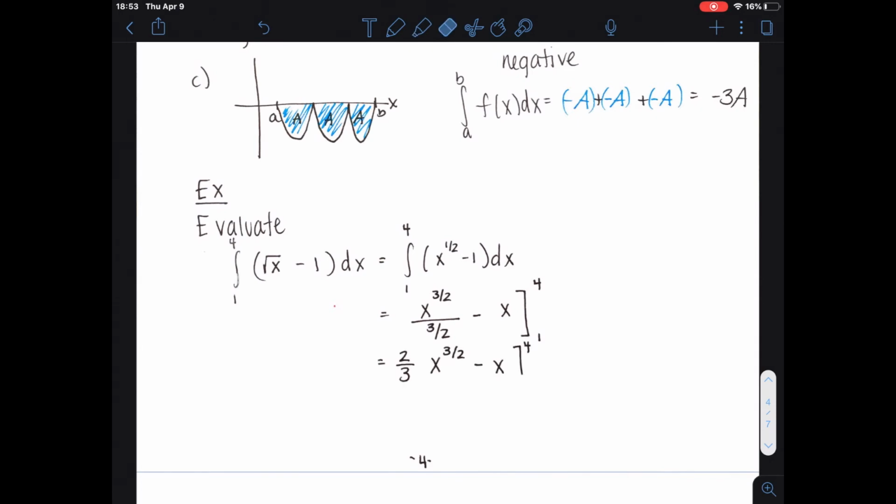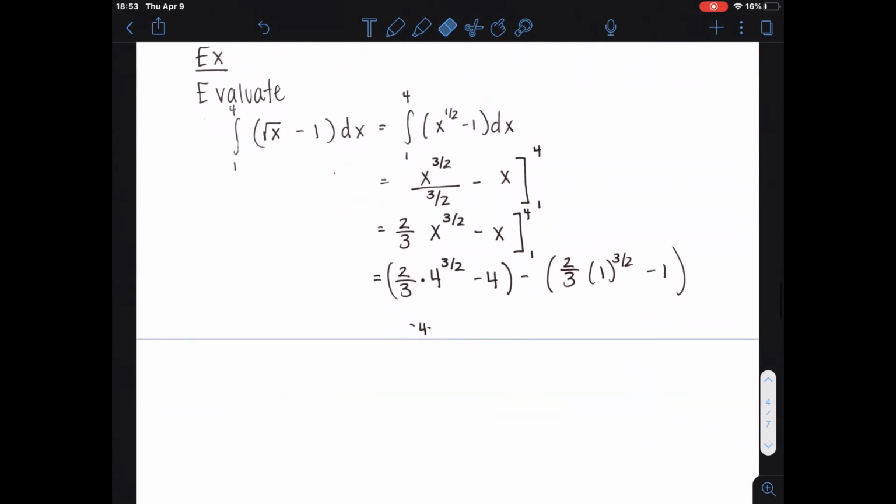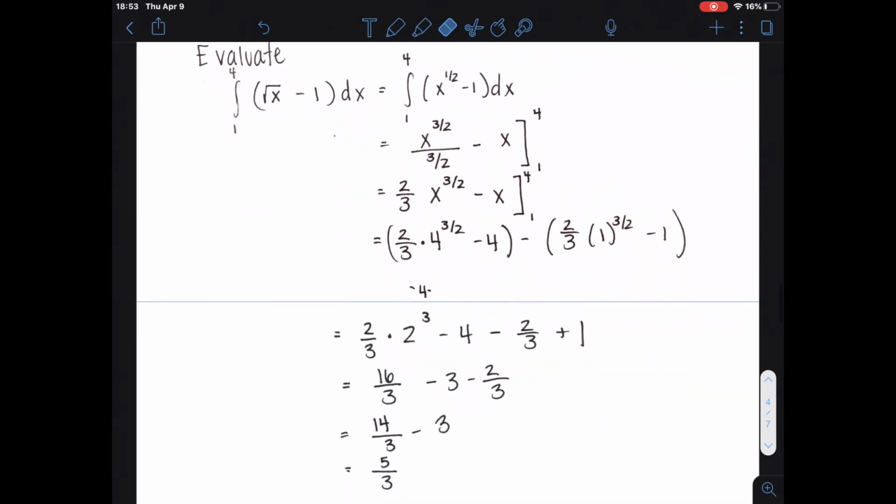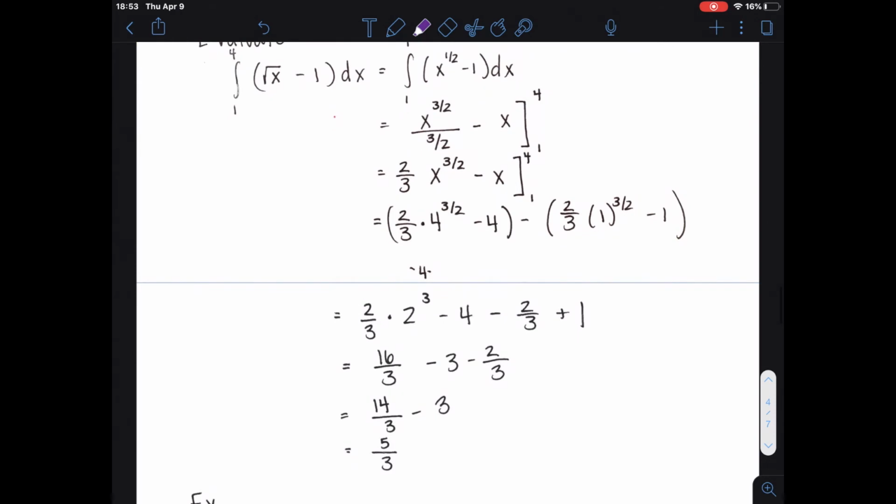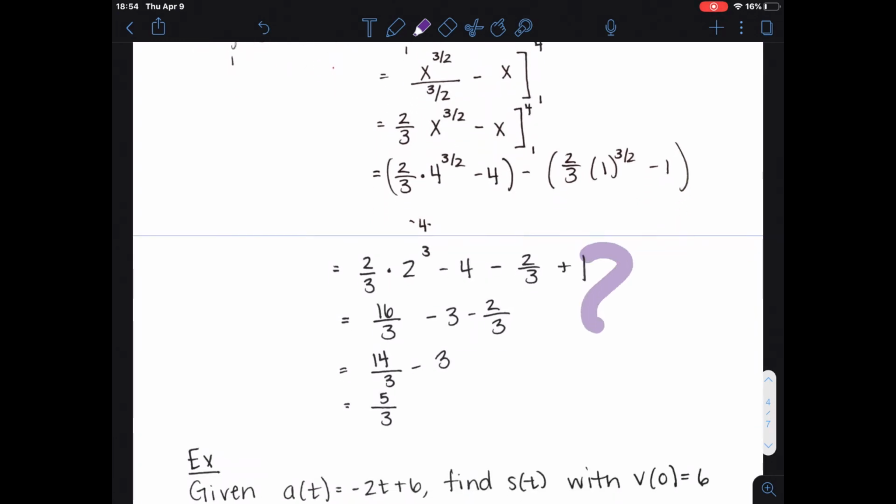So you can clean it up. Dividing by 3/2 is the same thing as multiplying by 2/3. And so you want to plug in 4 first for x, plug in 1, and subtract that from the bottom. So we can go ahead and go through all this algebra if you'd like. But if you take 4 to the 3/2, that's the square root of 4, which is 2. And then you'll cube it. And then 1 to the 3/2 is just going to be 1. So after lots of simplification, you're just going to end up with the area being 5/3.